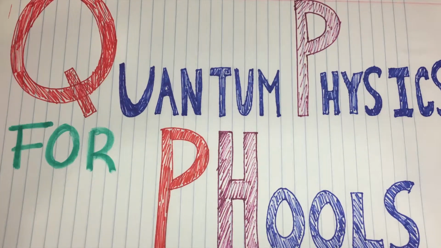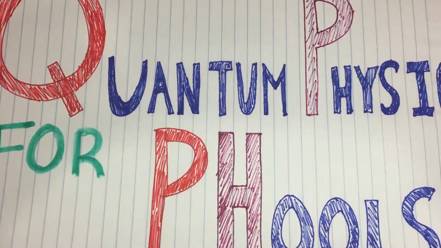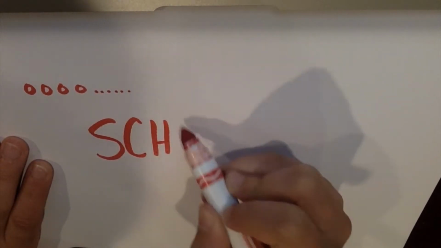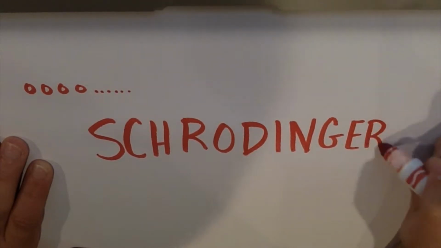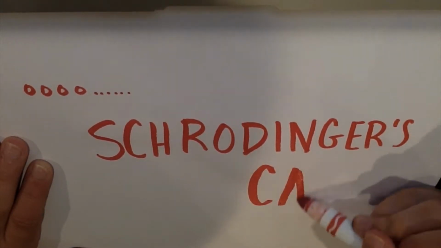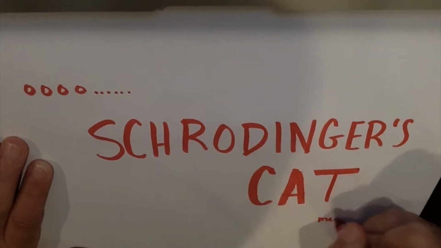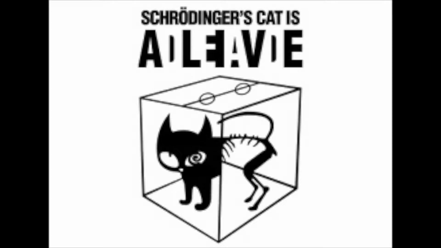Good morning, everyone. We have reached my favorite topic. Drumroll, please. Schrodinger's cat. You may be thinking, well, why on earth do I care about some physicist's cat? Well, you care because the cat is both dead and alive at the same time.